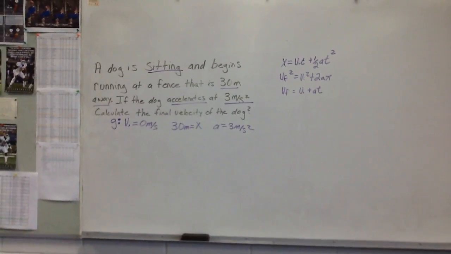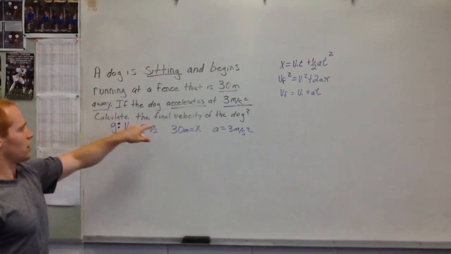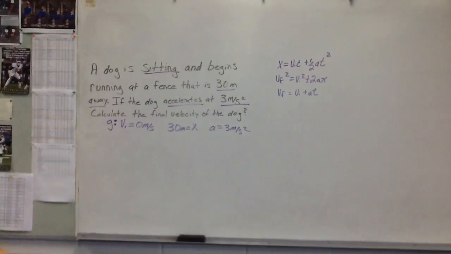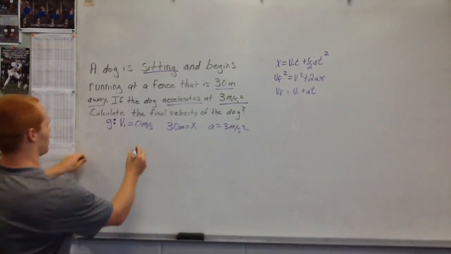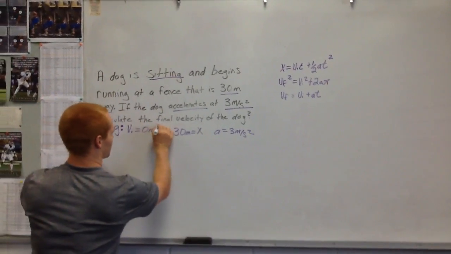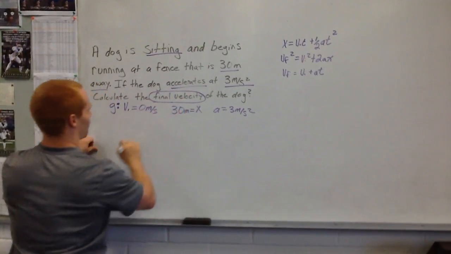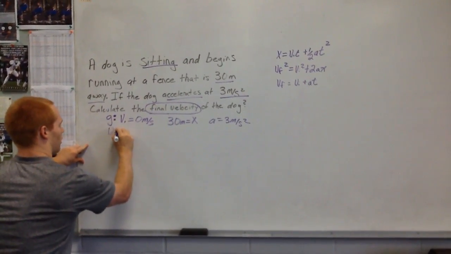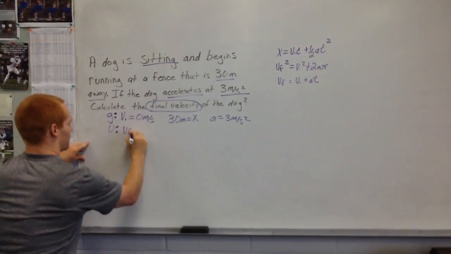We have another given. Calculate the final velocity of the dog. So we have no more givens, but it does tell us calculate the final velocity. So our unknown, what we're trying to solve for, I'm going to circle. Our unknown is velocity final, VF.